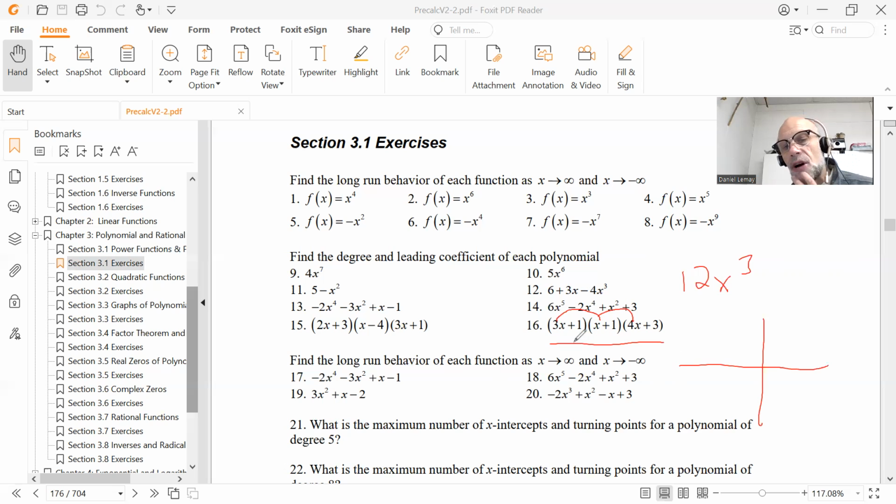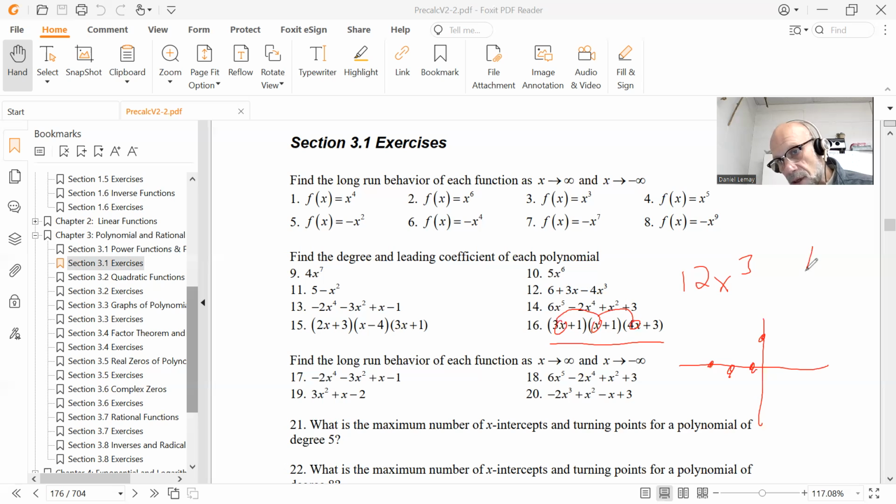I know that it crosses the x-axis at negative 1/3, so right about there. Crosses the x-axis at negative 1, so right about there. Crosses the x-axis at negative 1 1/3, right about there. And I know the y-intercept. Why do we do that? So for the y-intercept, x is 0, that's 0, that's 0. So 1 times 1 times 3 is 3. So it crosses the y-axis right there.